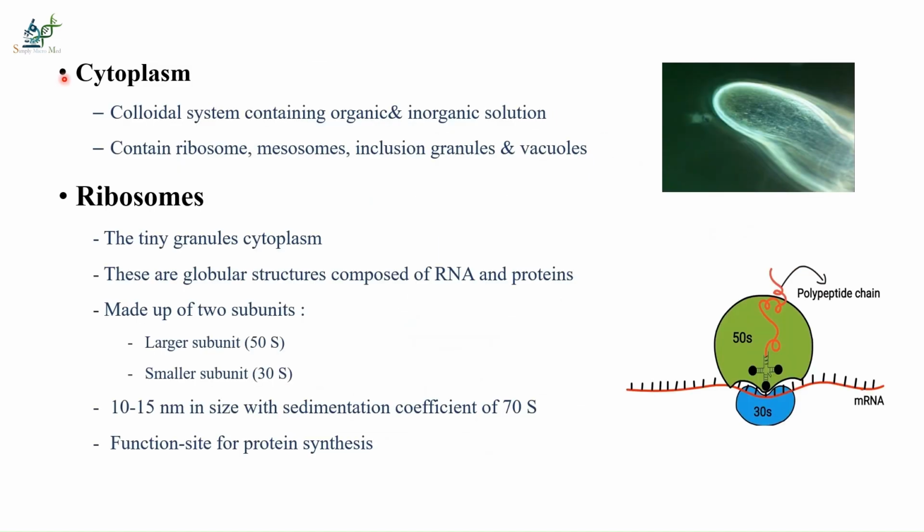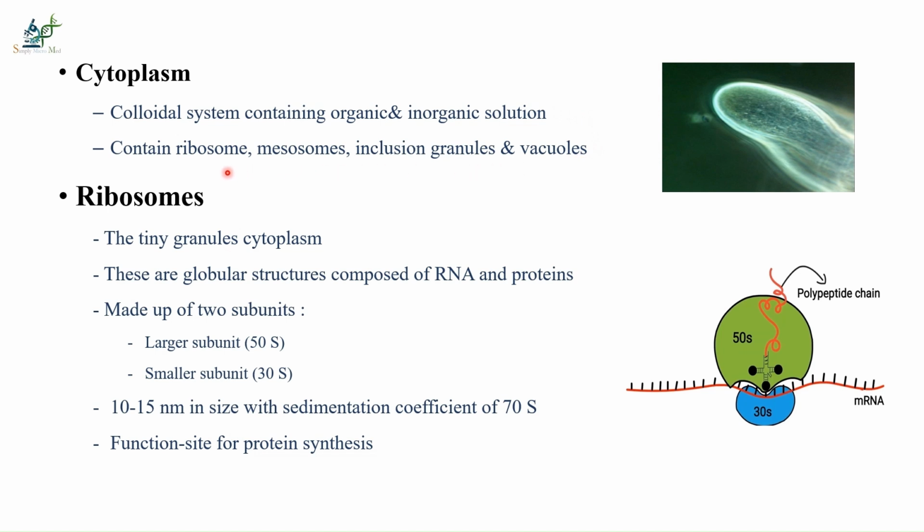Cytoplasm. Cytoplasm is a colloidal system containing organic and inorganic solution. It contains ribosome, mesosome, inclusion granules, and vacuoles. This cytoplasm is seen inside the cytoplasmic membrane. So it's a colloidal system containing organic and inorganic solution, and all the organelles of the bacteria can be seen in the cytoplasm.